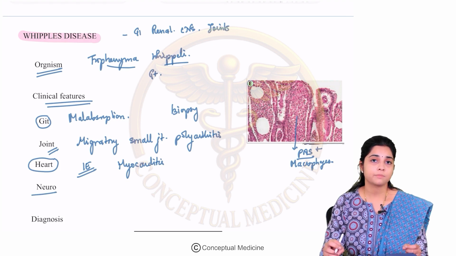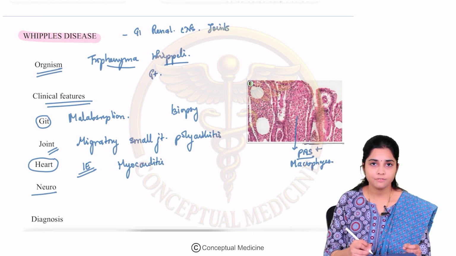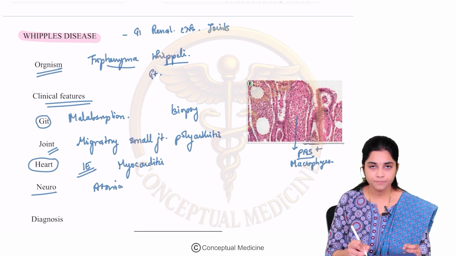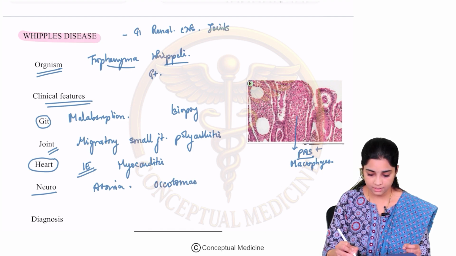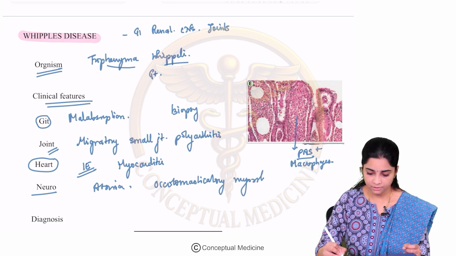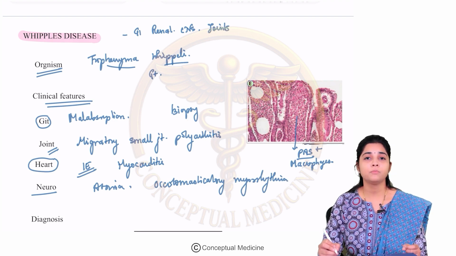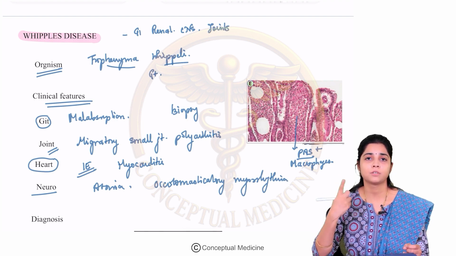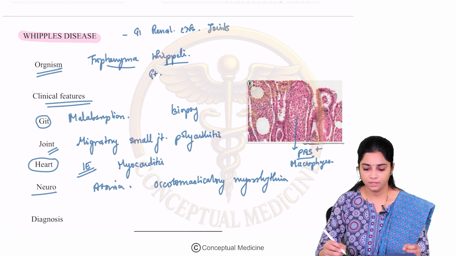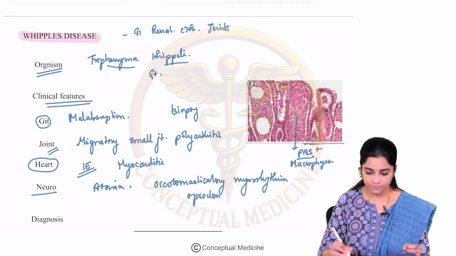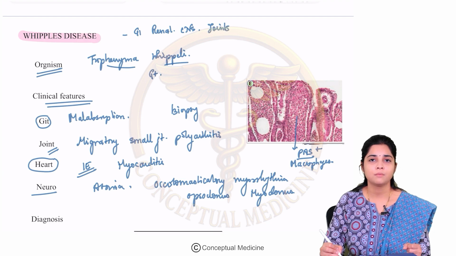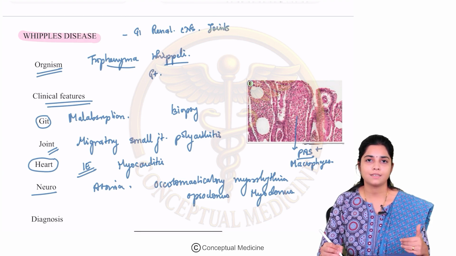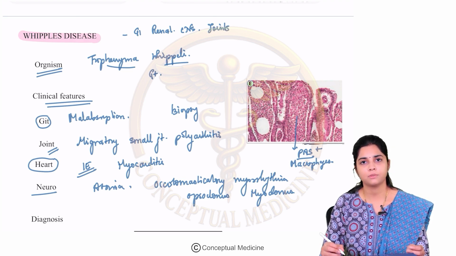Then, what are the CNS manifestations of Whipple's disease? CNS manifestations include ataxia. Then you can have certain characteristic features like oculomasticatory myorhythmia. This is basically a movement disorder where there is simultaneous movement of the eyes and the mouth. Apart from that, you can also have opsoclonus myoclonus. What is the meaning of opsoclonus myoclonus? Basically, there are clonic movements of the eyes as well as the feet. So opsoclonus myoclonus syndrome.